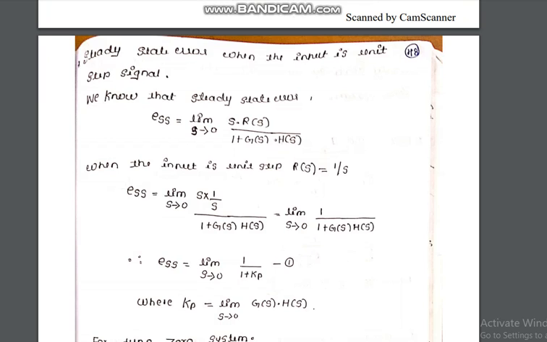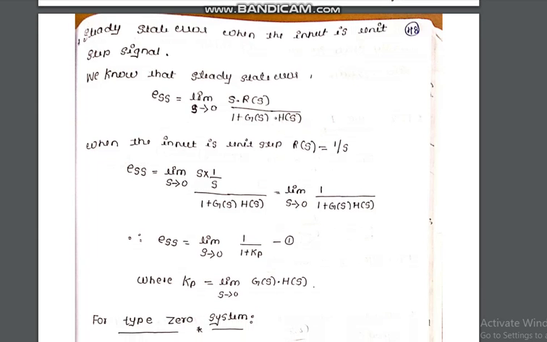So I can write ESS is equal to limit s tends to 0 of s into 1 by s divided by 1 plus G(s)H(s). I can cancel this s term, so I will get in the numerator 1 divided by 1 plus G(s)H(s). Therefore, ESS is equal to 1 divided by 1 plus Kp, where Kp is equal to limit s tends to 0 of G(s)H(s). I have written limit s tends to 0 of G(s)H(s) as Kp.